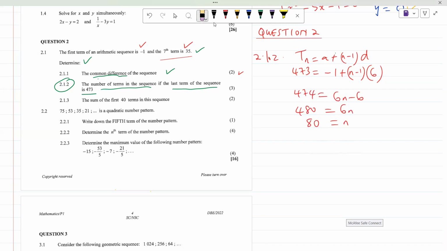Right, and then now you have 2.1.3. The sum of the first 40 terms in this sequence. Let's deal with the sum of the first 40 terms. This one is an arithmetic sequence, which means Sn is given as n over 2 into twice a plus n minus 1 into d.